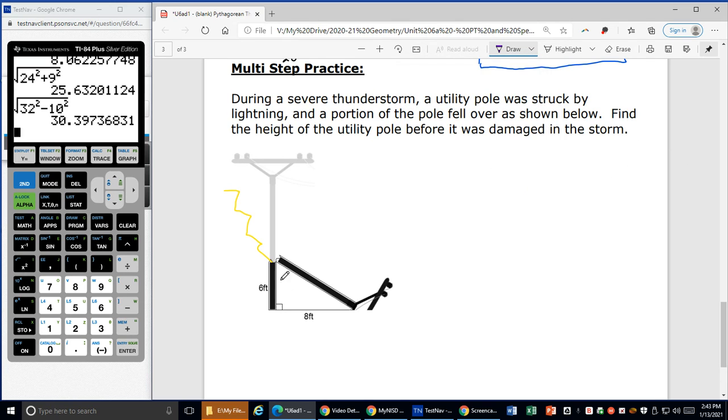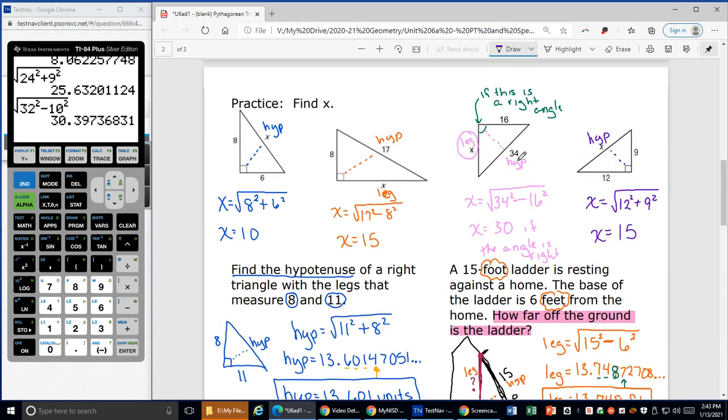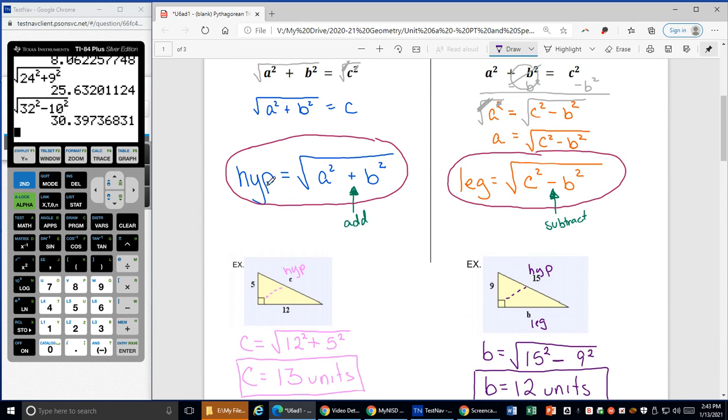Okay? Well, I can see that my pole was perpendicular to the ground, and when it fell over, it made this little right triangle here. So I'm going to see if I can figure out how long this piece here is. I need to know, is it a hypotenuse or is it a leg, so I know which formula to use. When I come out of my right angle, I can see that this is a hypotenuse. And again, if you forget, just scroll back through your notes. That's why we take notes and have them.